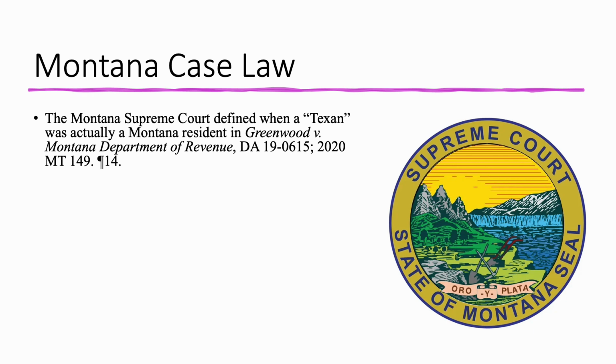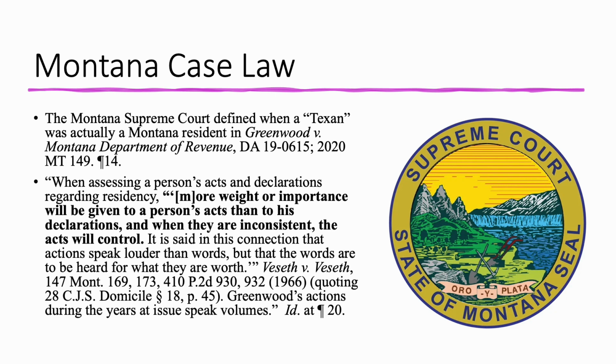Now, Montana has state income tax. You have to pay into it, just like federal income tax at the end of every year on all of your earnings. What the Montana Supreme Court found is that when this Mr. Greenwood was claiming to be a Texas resident for the purpose of not paying Montana taxes on his income, yet claiming to be a Montana resident in order to obtain hunting privileges, and he had a Montana driver's license, had a registered vehicle in Montana, and a home in Montana, the Supreme Court found that more weight is given to the person's acts than to his declarations. And when they are in conflict with each other, the acts are what sets the precedence. They also said that his actions during the years in question spoke volumes.